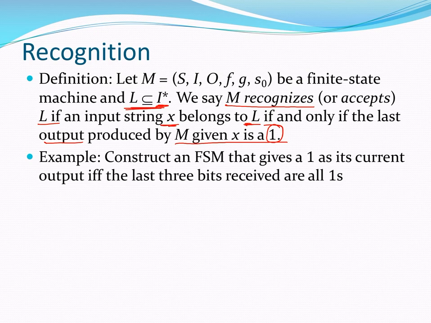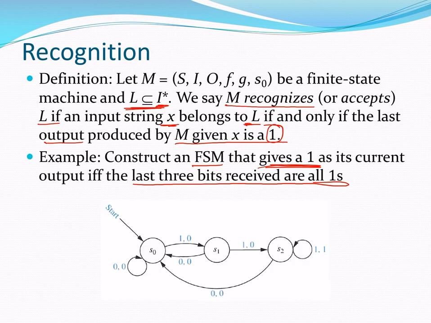So how can we construct a machine that recognizes a type of language? Well, first we have to describe the language we want to recognize. Here's an example. I want to create a finite state machine that recognizes the set of words over my input alphabet such that the last 3 bits are ones. If the last 3 bits of an input are ones, I want to recognize that. If that's not the case, I want to not recognize that. So how can I do that?